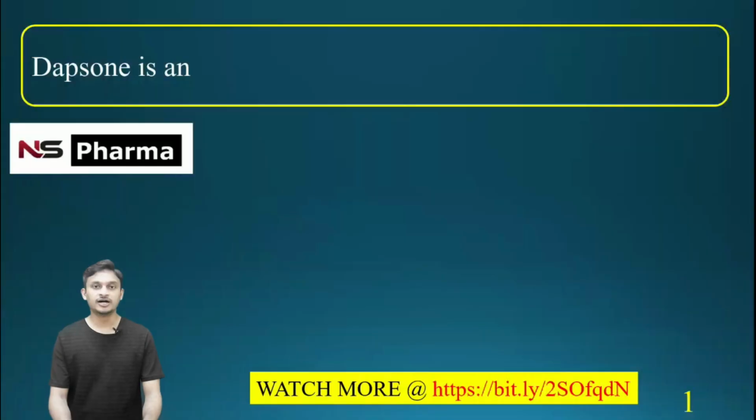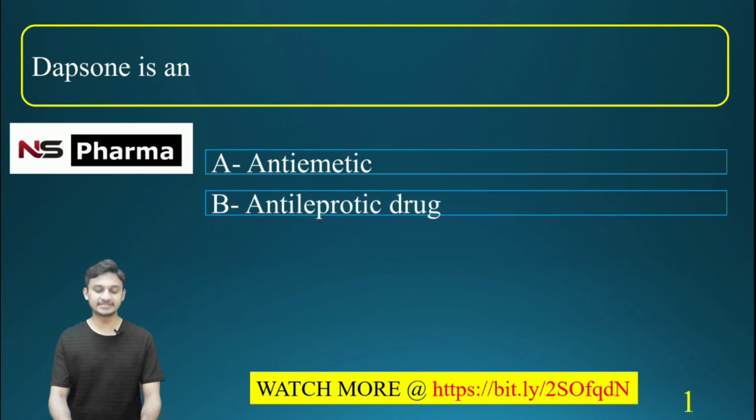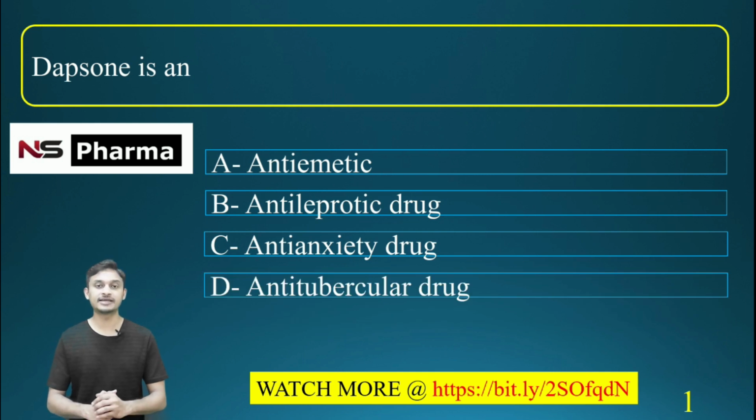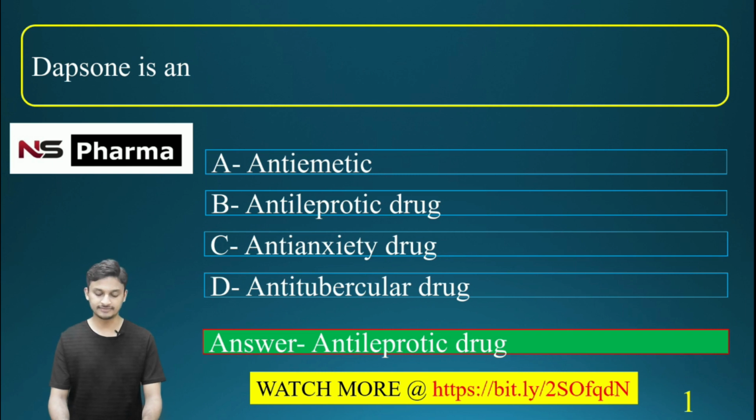So let's begin. The first question is, Dapsone is an. Options are: option A anti-emetic drug, option B anti-leprotic drug, option C anti-anxiety drug, option D anti-tubercular drug. The question is about Dapsone. Dapsone is coming under which category of drug? The correct answer for this question is option B, anti-leprotic drug.